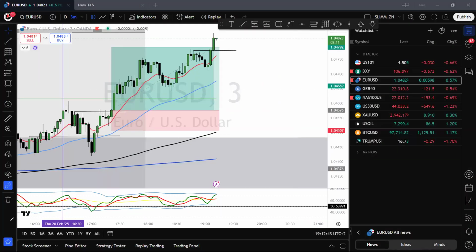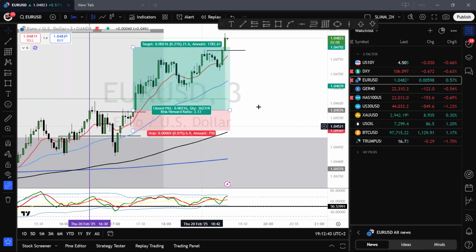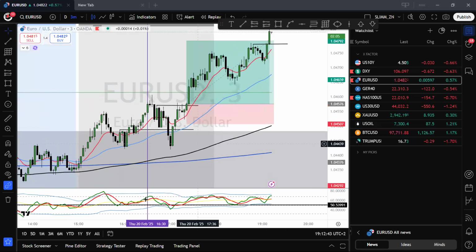I also, most of the times, prefer trading after 16:30 GMT+2. Why 16:30? Because this is my stock market open. This is the New York open, right? So then the stock market opens 1 hour, 30 minutes later.